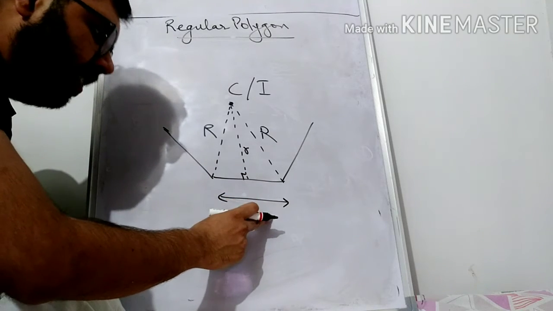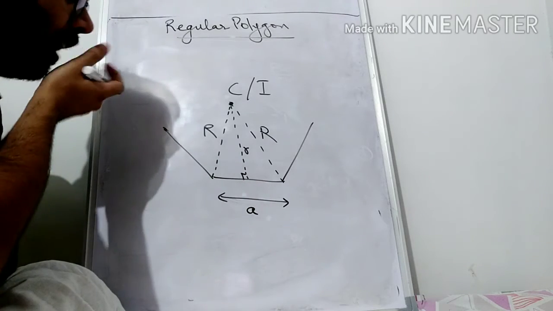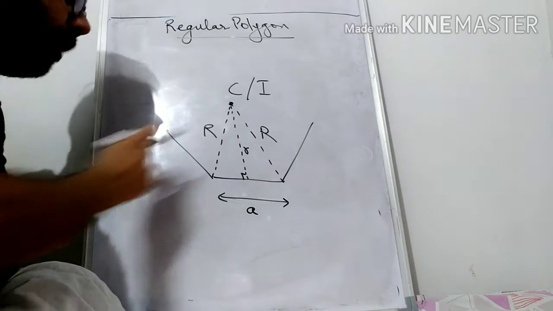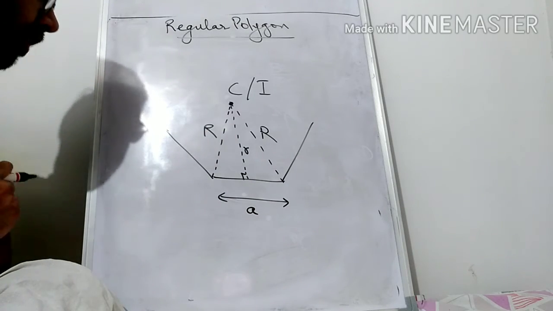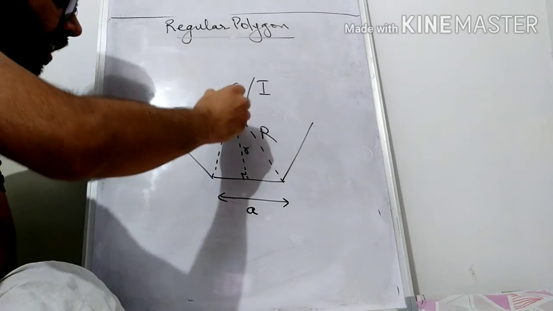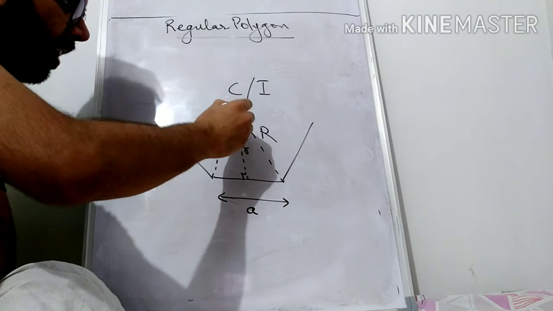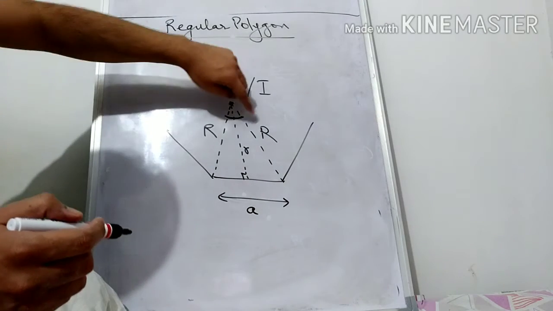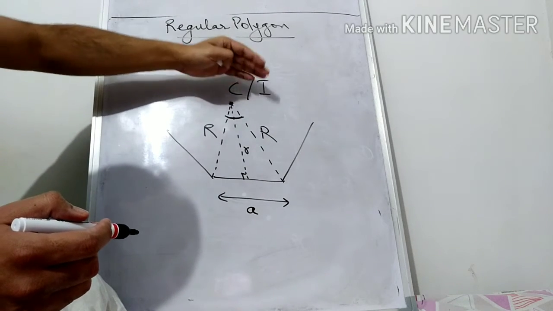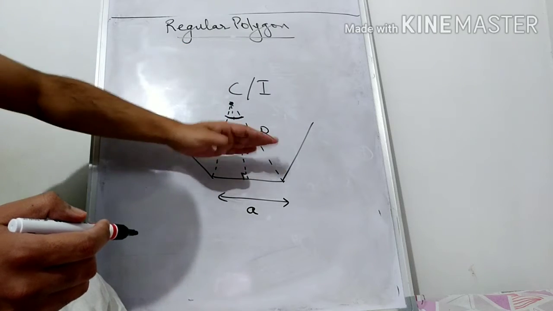Okay, so if we are given the length of the side of the polygon, how do we calculate small r and capital R in terms of a? That is what we are supposed to find. Okay, so we know this angle will be 2 pi by n, because the complete angle is 2 pi and it is getting divided into n parts because of the n sides.